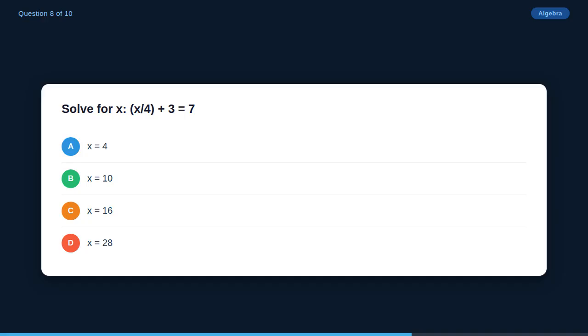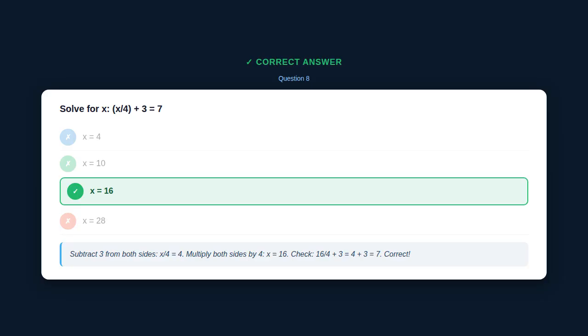Question 8 of 10. Solve for x: x/4 + 3 = 7. Option A, x = 4. Option B, x = 10. Option C, x = 16. Option D, x = 28. Take a moment. The correct answer is C, x = 16.